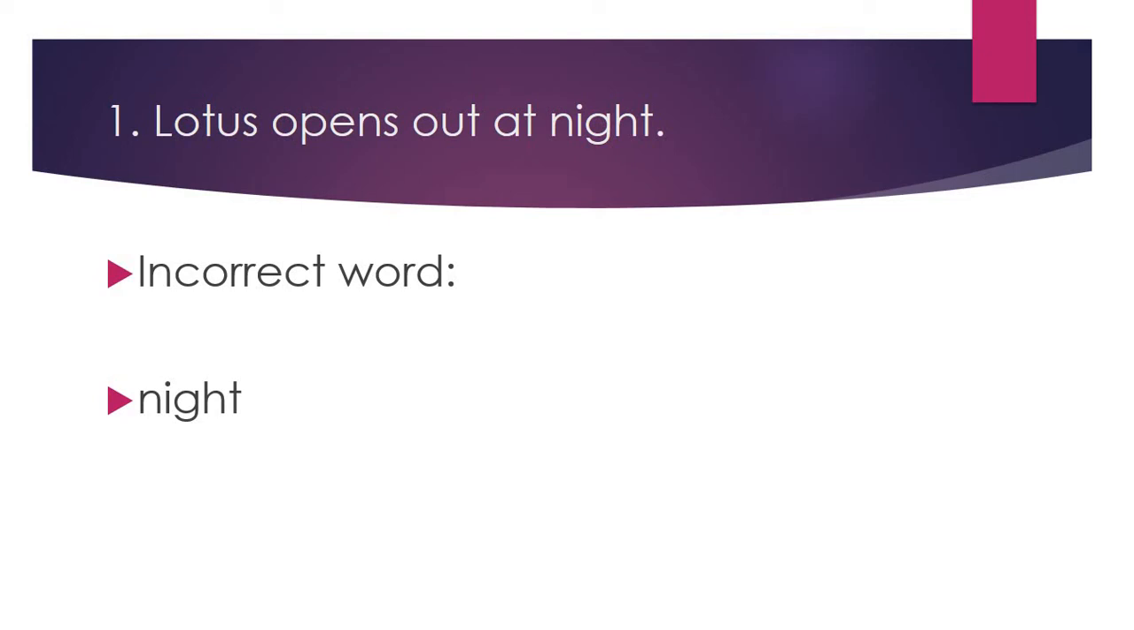Now try to think about the answer and make sure, students, you are also writing this way. Incorrect word equals night, then correct word equals, answer is day. So lotus opens out at day will be the correct answer. So you also have to write both these words. You don't have to write the sentence. I have instructed you this 3 times now, so I hope that you have understood.